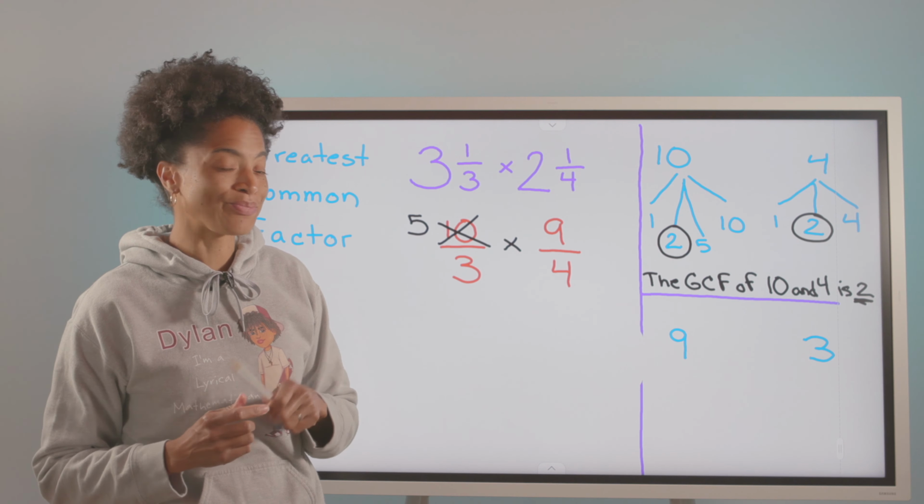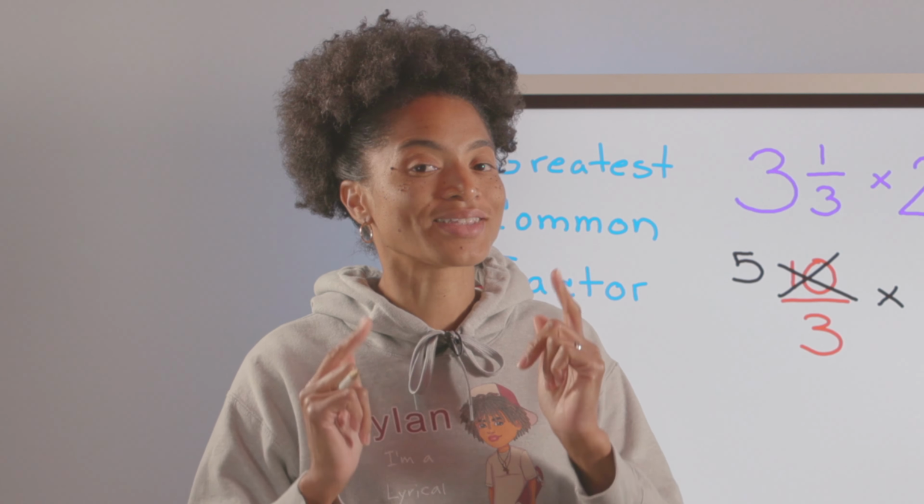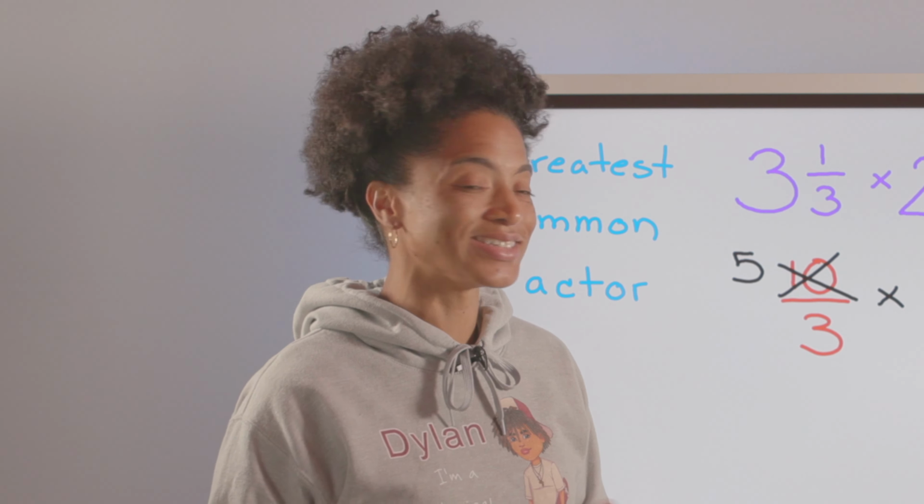We have 9 and 3. What are the factors of 9 and what are the factors of 3? 1 times what gives us 9? 1 times 9 equals 9. And a number times itself also equals 9. What is that number? I think you know. Did you say 3? Good.